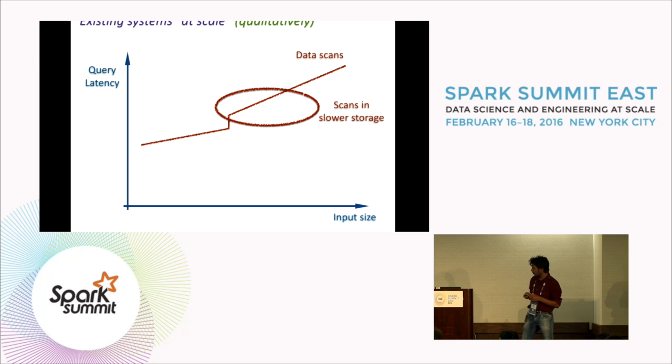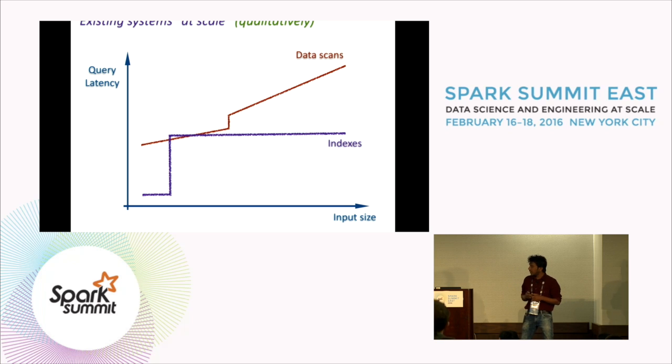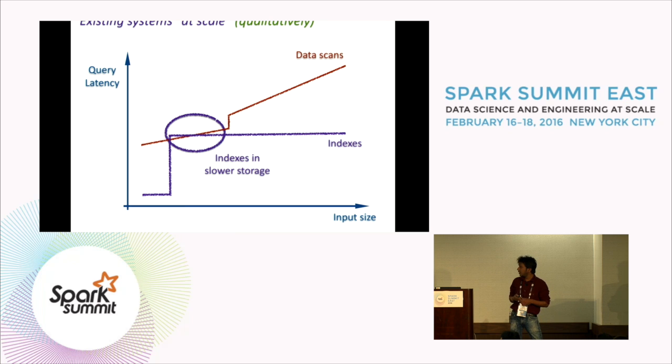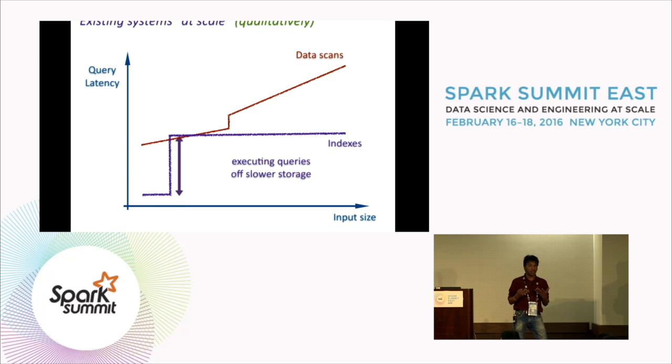With indexes, they're super fast when they can be stored in memory, but unfortunately because of the high storage overhead, they run out of memory faster and you pay the cost of going to the slower storage. The question is whether we can do something at scale, so that when the input size increases, our performance doesn't go as bad as these two techniques.